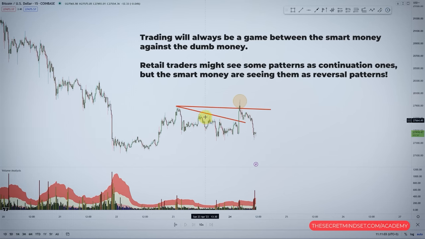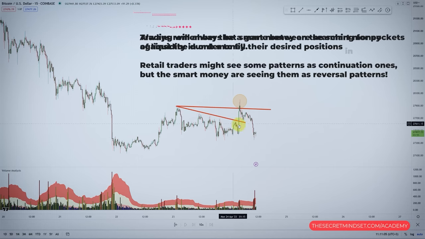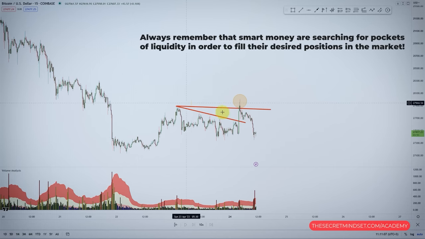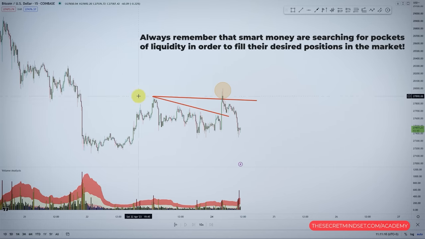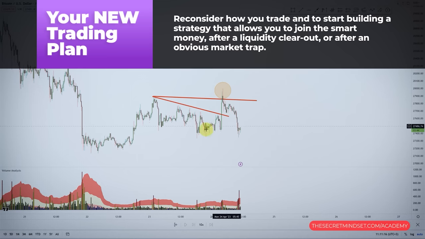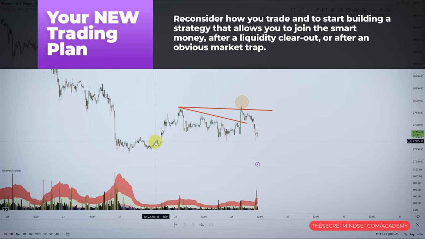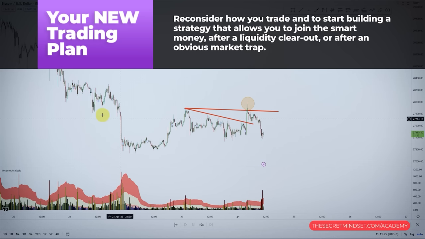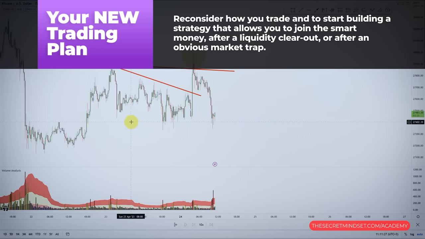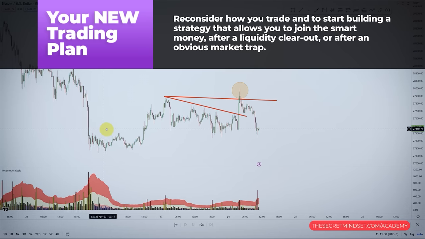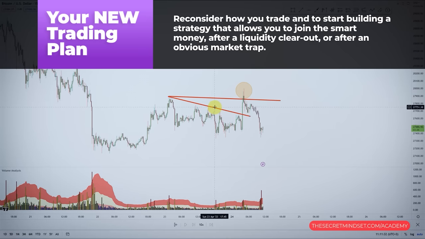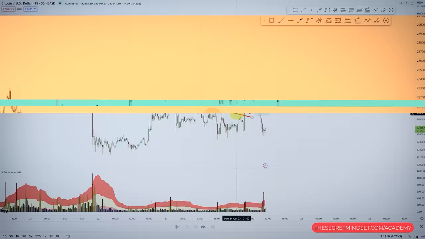In order to align yourself with their true intentions, always remember that smart money are always searching for pockets of liquidity in order to fill their desired positions in the market. They are always looking to shake out weak hands, particularly around support and resistance levels that are being widely watched. It's time to reconsider how you trade and how to start building a strategy that allows you to join the smart money after a liquidity clearout or after an obvious market trap.